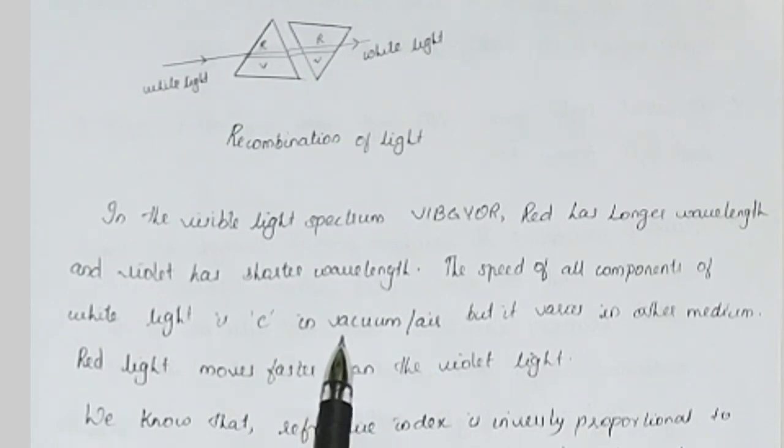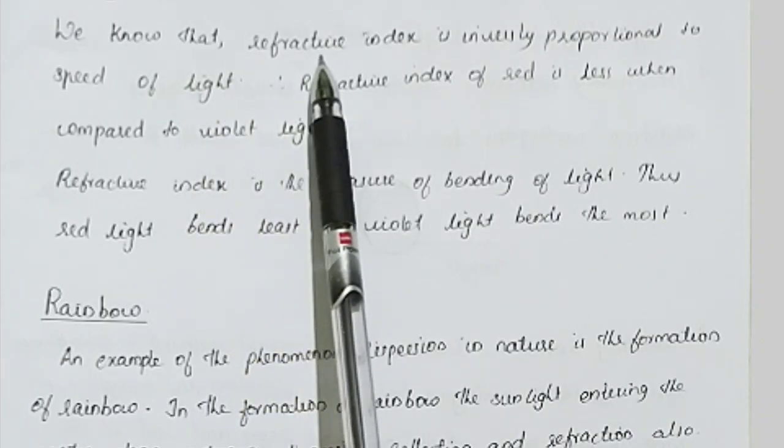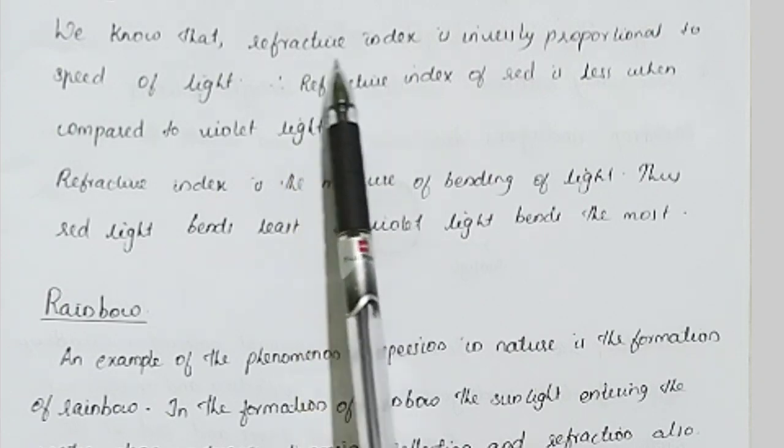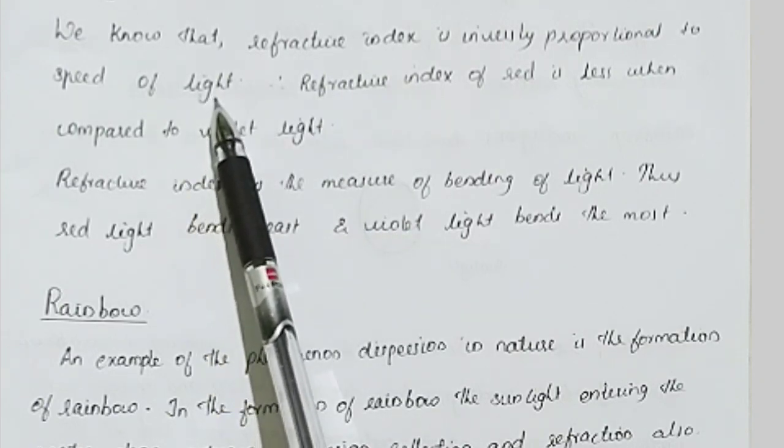But when they enter into a medium, the speed of these color lights varies, and red light moves faster than the other lights. So definitely red light will be faster than the violet light. So whenever the white light enters another medium, the red light has more velocity than other colors and therefore than the violet color. And we have already seen when we analyzed the concept of refractive index that refractive index is inversely proportional to the speed of light.